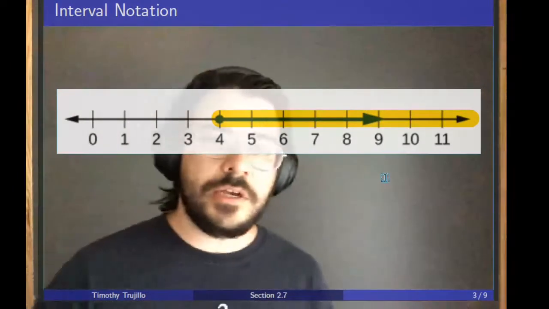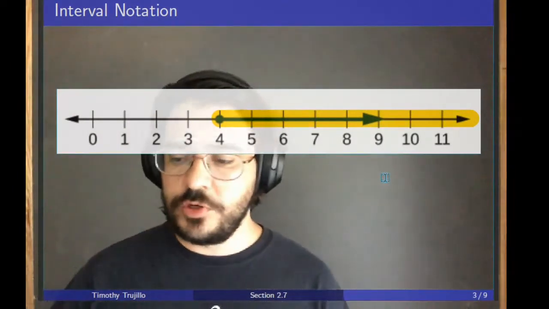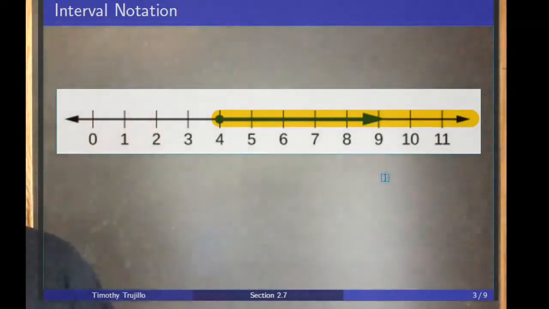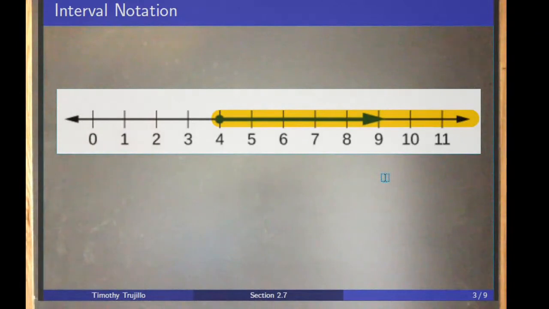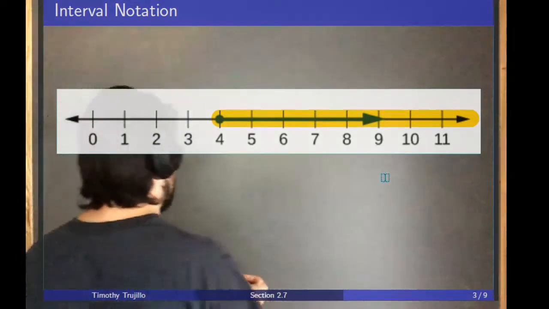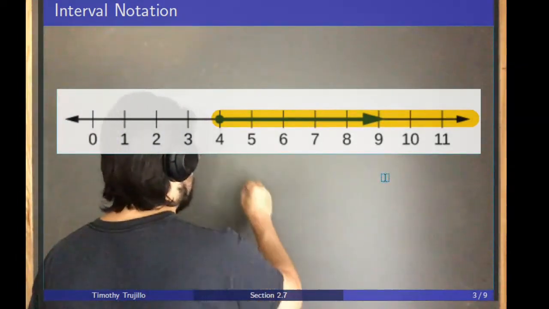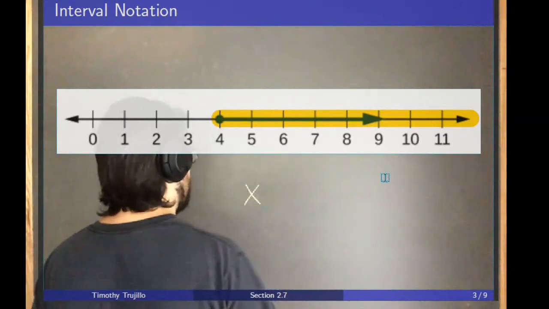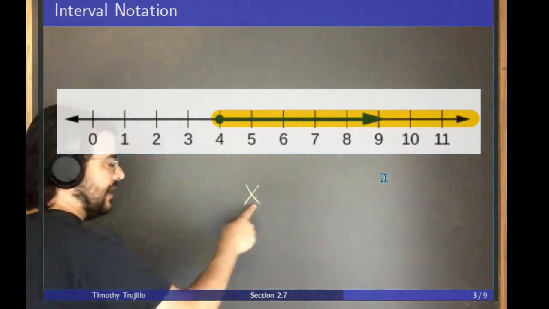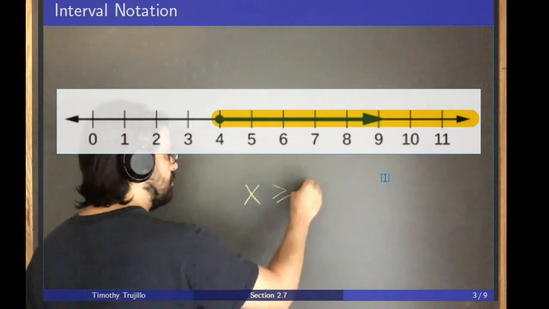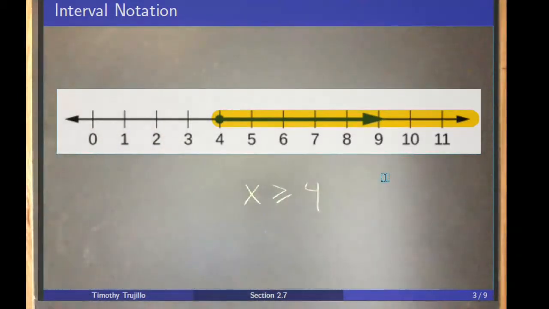But anyway, we were talking about the interval from 4 to infinity, right? All the numbers to the right of 4 on the number line, and we highlighted it here. And we would write this in an equation or an inequality. I guess it's not an equation. Equations have an equality sign. It's an inequality in the following way. We would say these are all of the numbers x, which are bigger than or equal to 4. Okay? So these are all numbers which are bigger than or equal to 4.